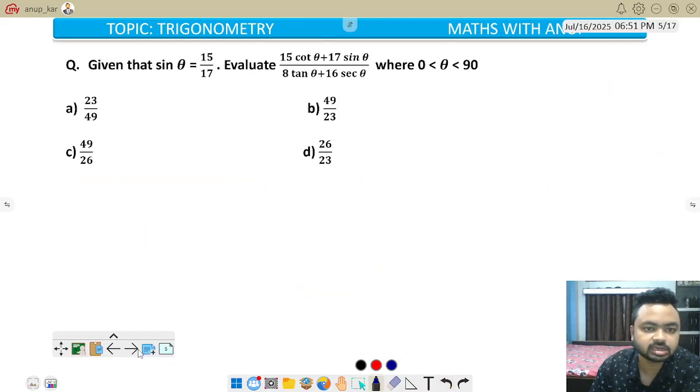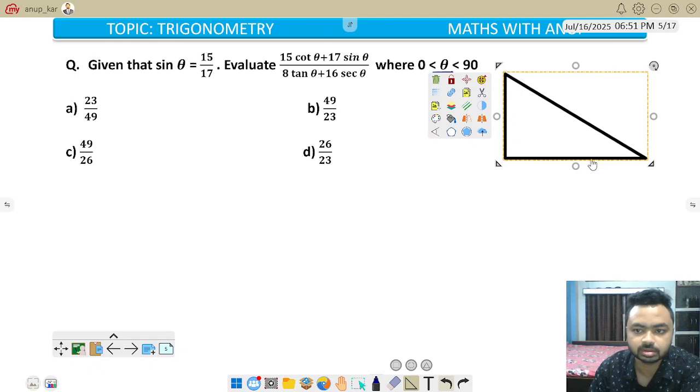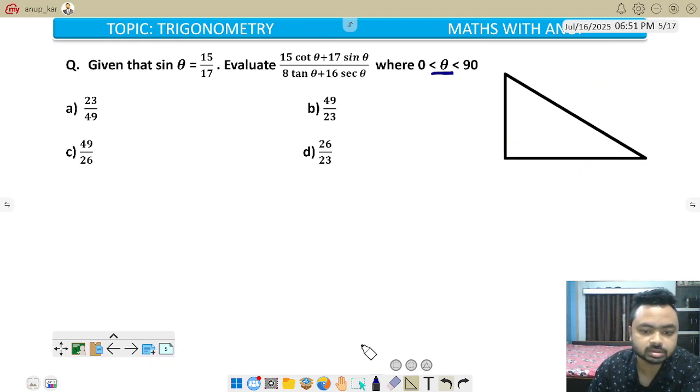Given that sin theta equal to 15 by 17, we have been asked to calculate this expression, such that theta lies between 0 and 90 degrees, which means that theta is an acute angle. So let's take a right angle triangle. Here we can see that this is my theta. Let's suppose this is my 90 degree. So my sin theta is 15 by 17.